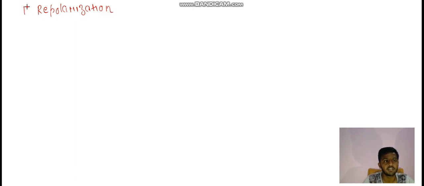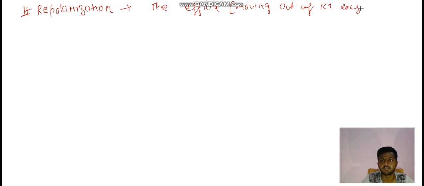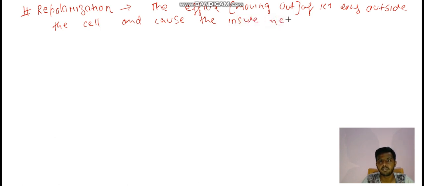In the phase of repolarization, the efflux, or the moving out, of potassium ions outside the cell causes the inside to be negative, and it will again take the potential to minus 60 millivolt.